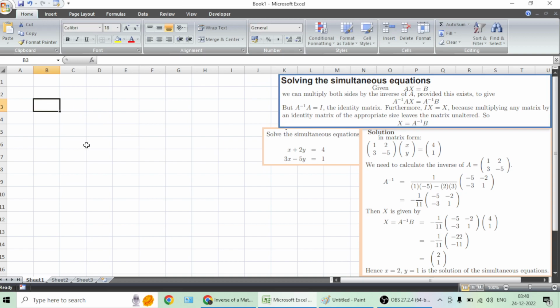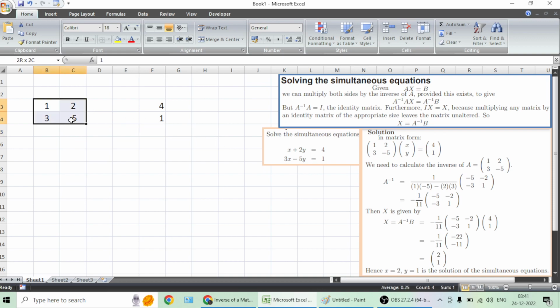Let us first write the A matrix. This is our A matrix. So the A matrix is 1, then 2, then -5 and 3. So we have written our A matrix, and now we want our B matrix. The B matrix can be fetched from here, which is 4 and 1.